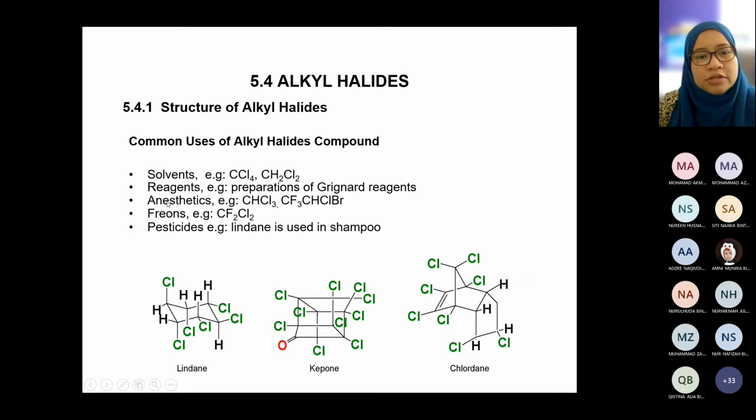It can also be used as anesthetic, as freons, as pesticide. So these are examples of alkyl halide. We have halogen in the molecule. It doesn't mean that when we say alkyl halide there must be only one halogen. Not necessarily, it can have more than one, like what we have in the example here.